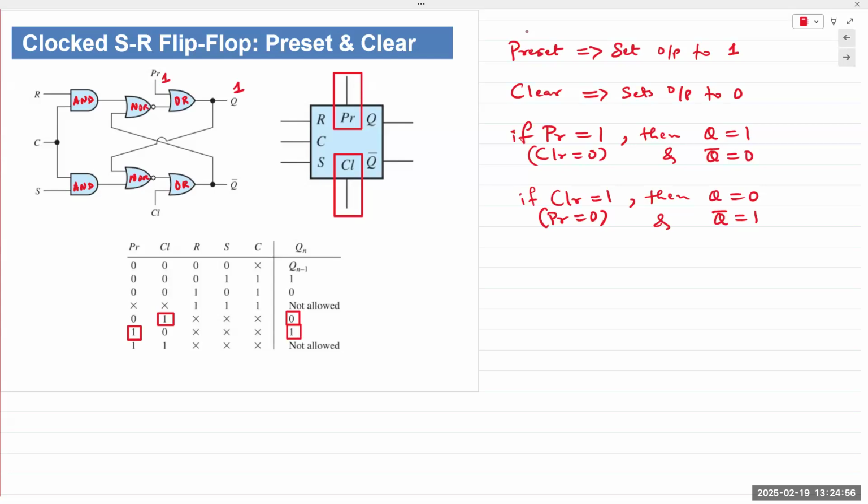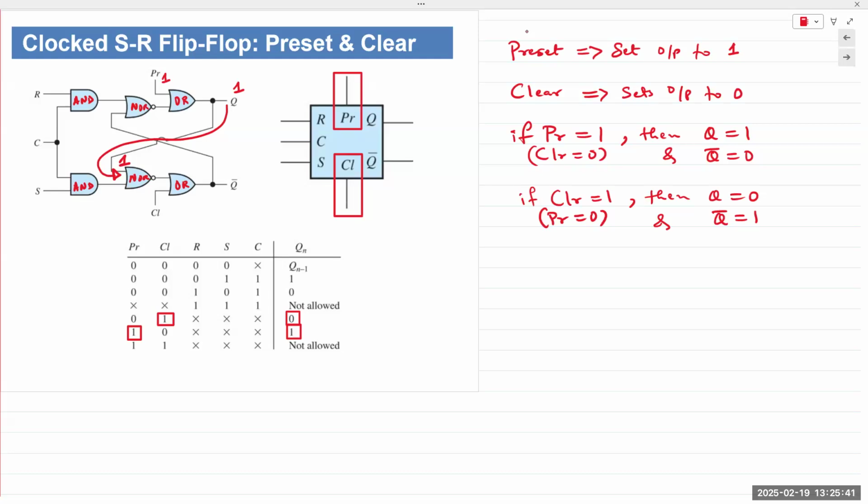At the same time, that output Q is fed as input to that NOR gate, which is right here at the bottom. In a NOR gate, both inputs must be 0 if we want the output to be 1. If even a single input to a NOR gate is 1, then the output would be 0. A NOR gate is the opposite of an OR gate. So 1 plus 0 will give you an output of 0. 1 plus 1 will also give you an output of 0.